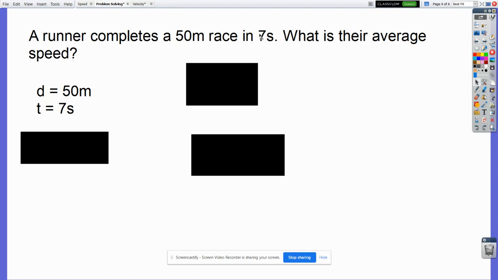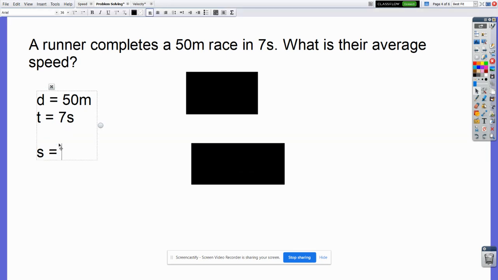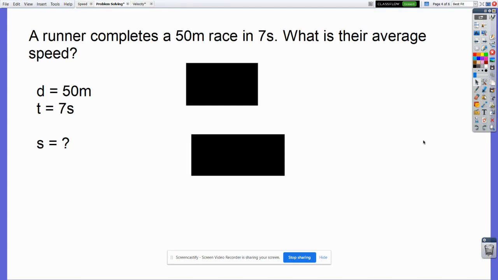Now I want to find what it is I'm looking for. What is their average speed? I write that down: S equals. I want to figure out what S is. Oftentimes I'll put a question mark in there to recognize that that's my variable. So that's what I've got.